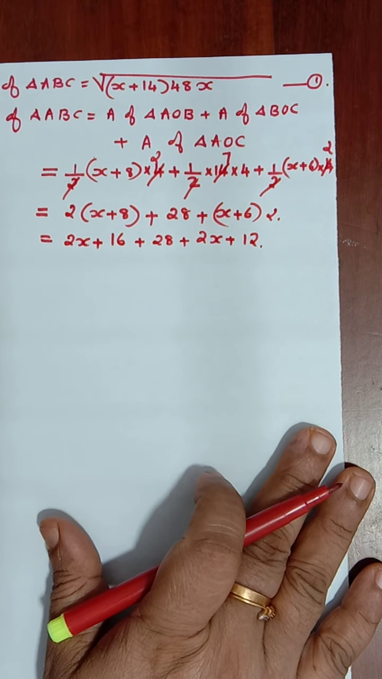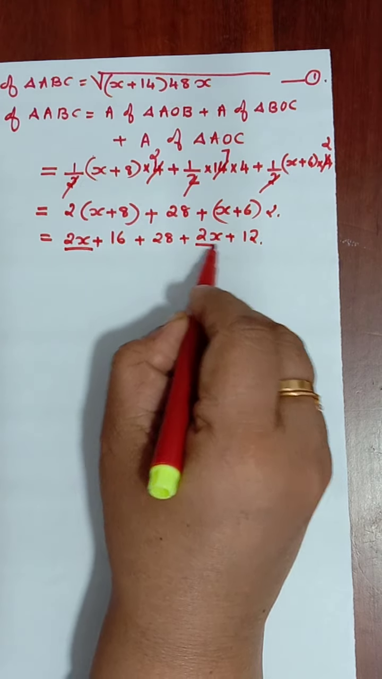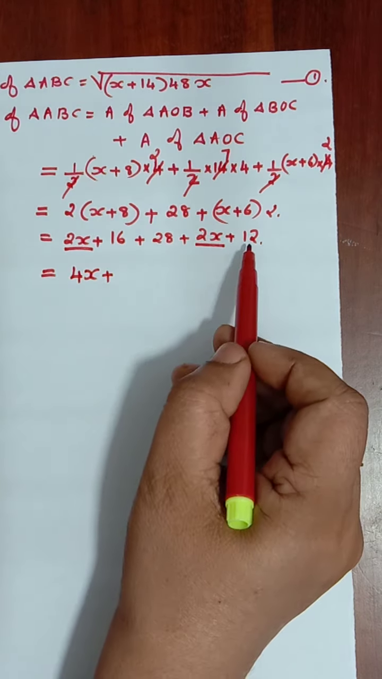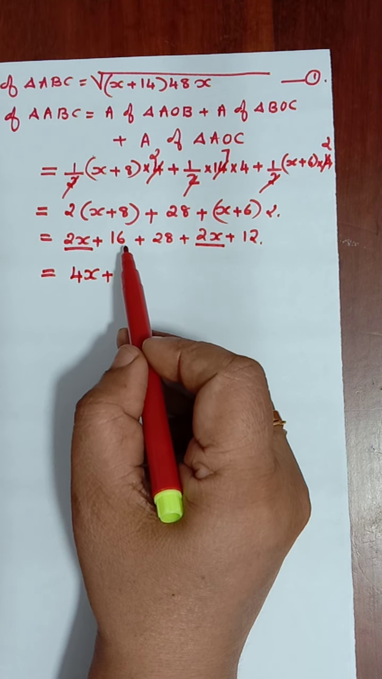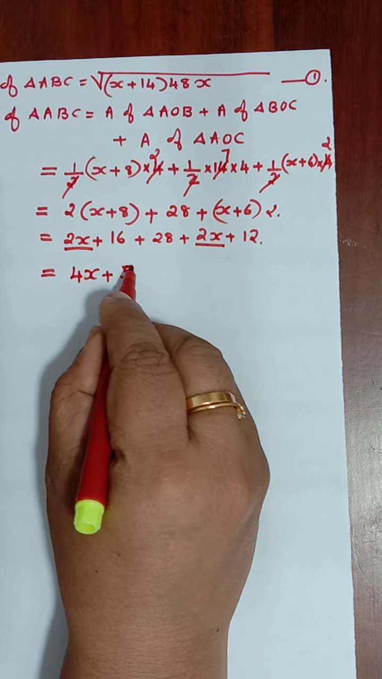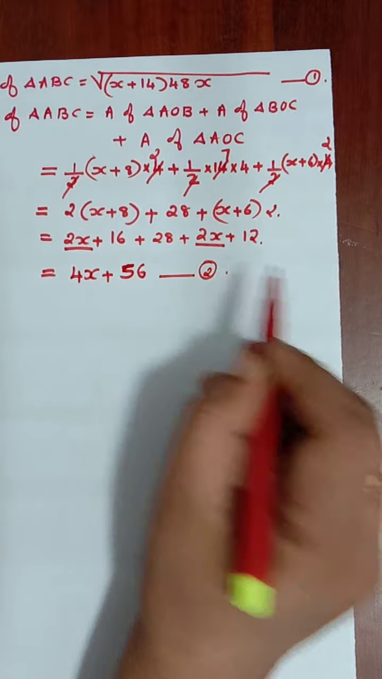By taking the sum, we will be getting 4x: 2x plus 2x is equal to 4x, plus 12 plus 28 plus 16. 12 plus 28 plus 16 is equal to 56. Here we are getting 56. This is equation number 2.